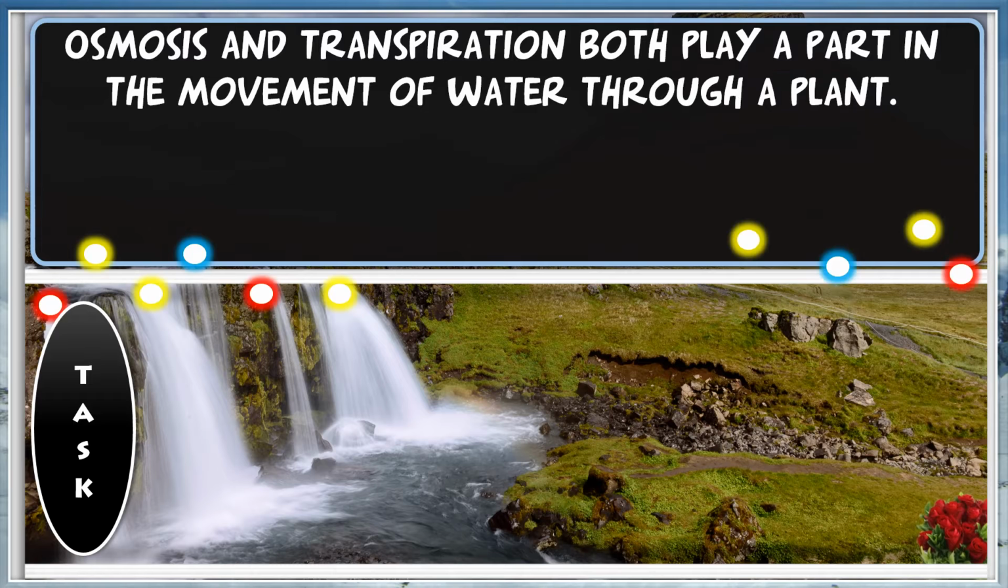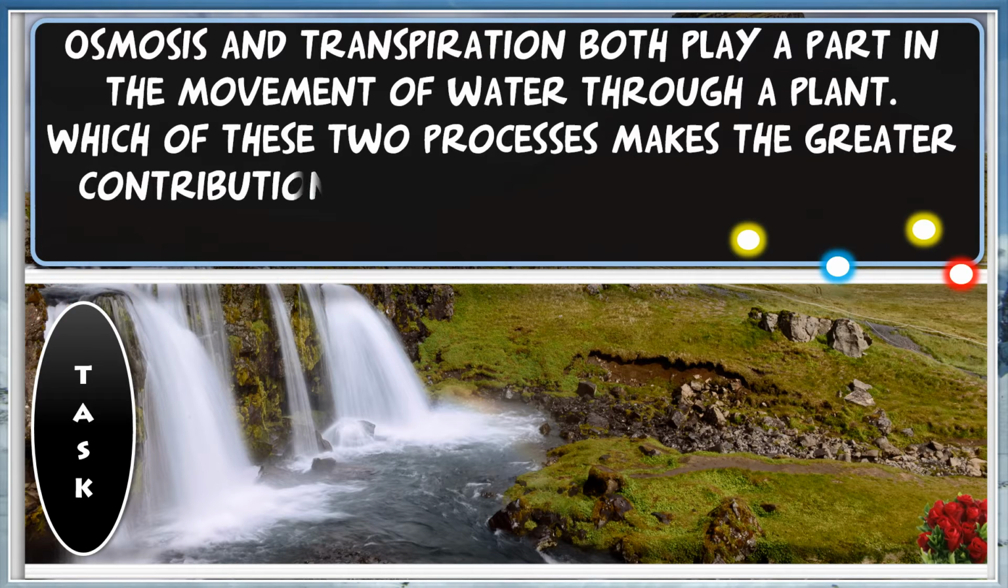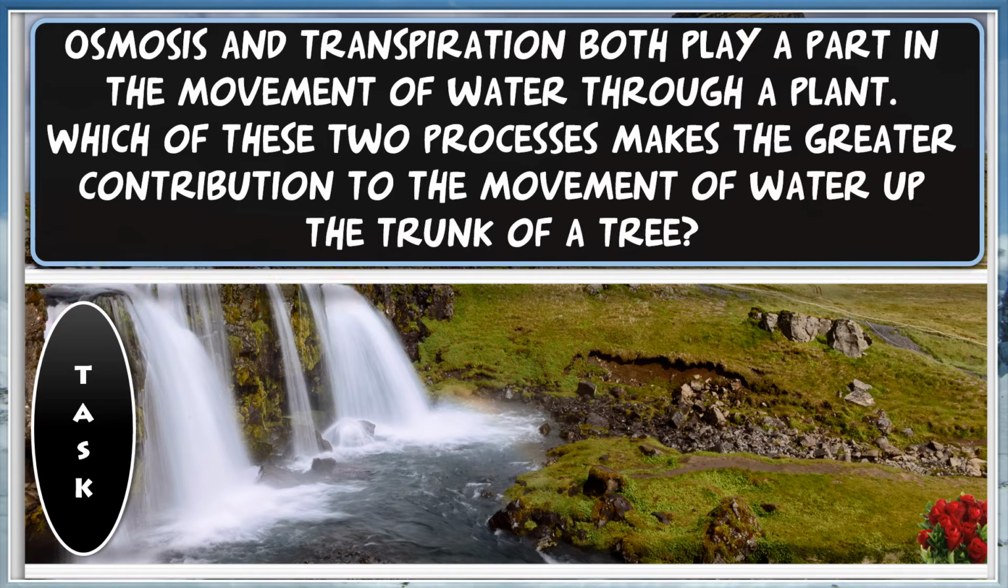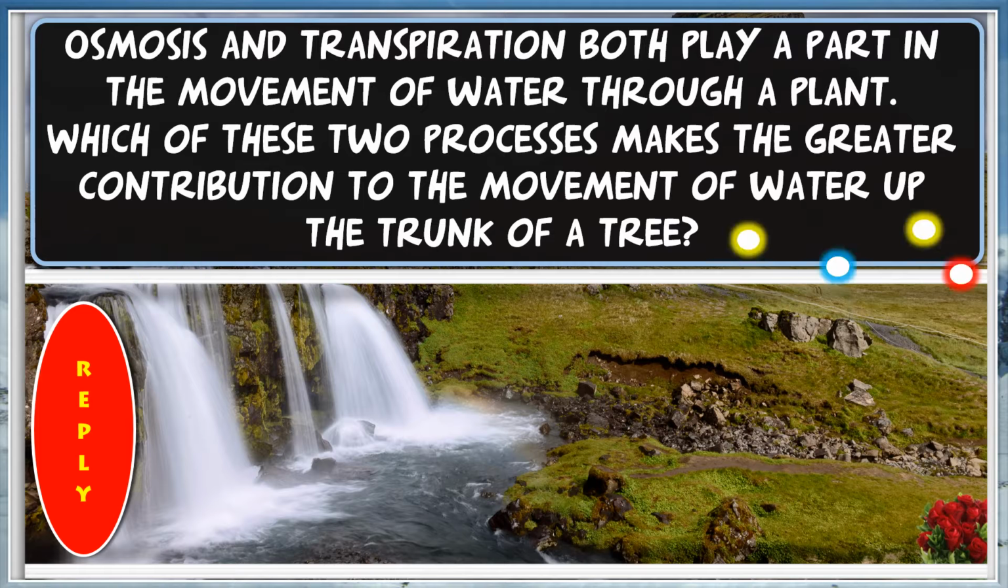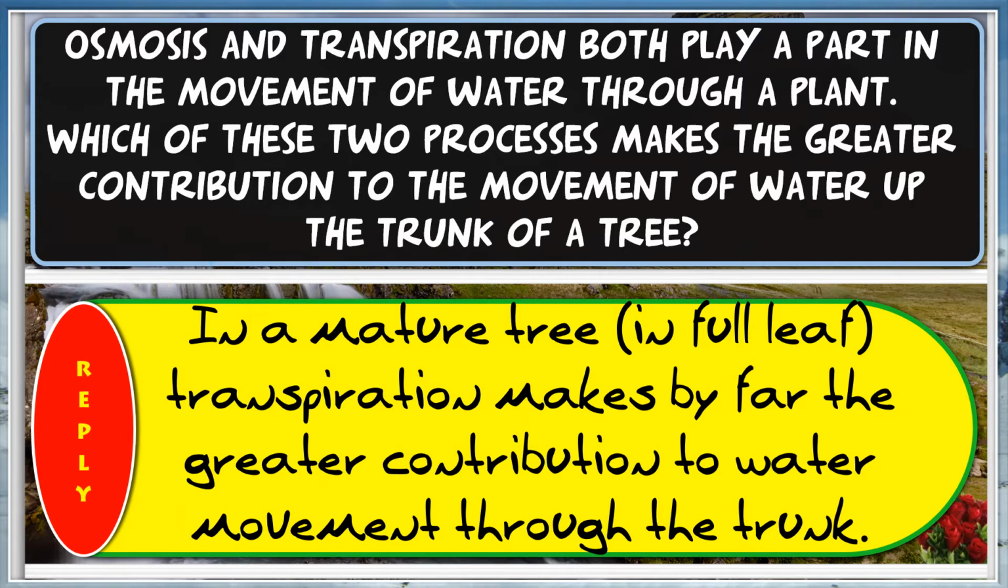Osmosis and transpiration both play a part in the movement of water through a plant. Which of these two processes makes the greater contribution to the movement of water up the trunk of a tree? In a mature tree that is in full leaf, transpiration makes by far the greater contribution to water movement through the trunk.